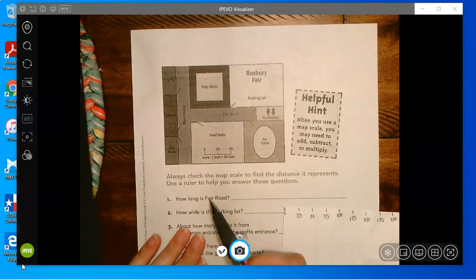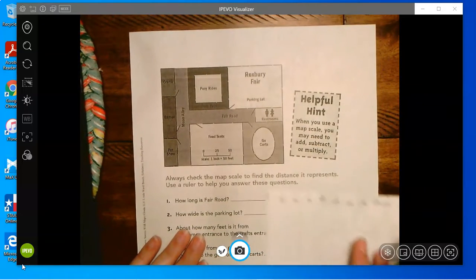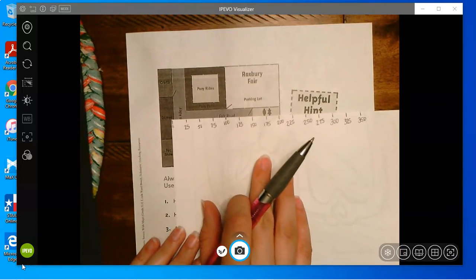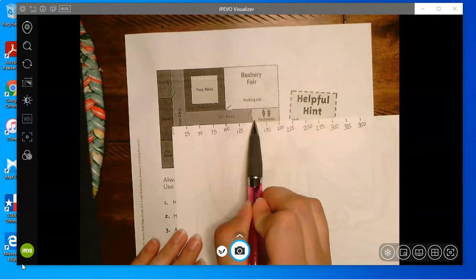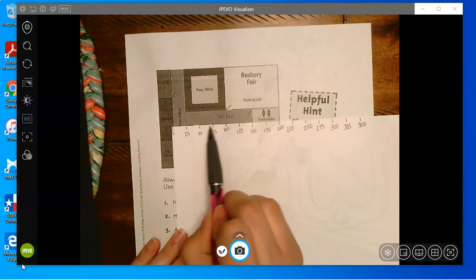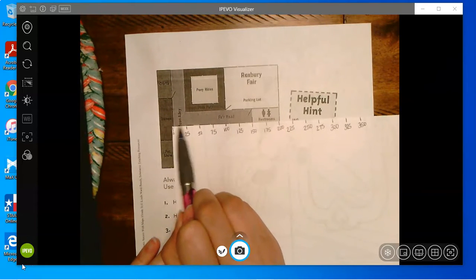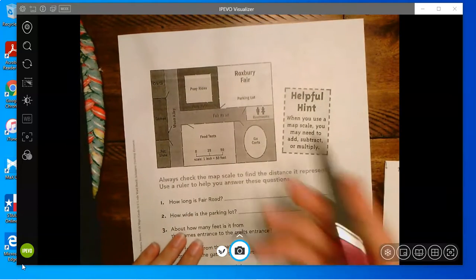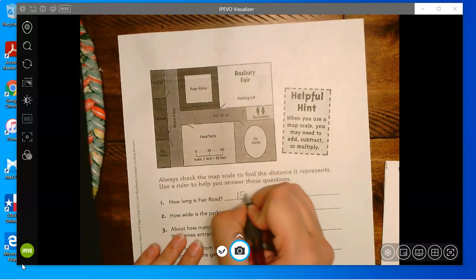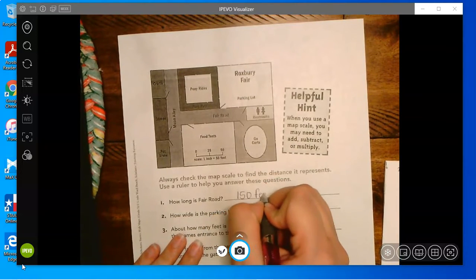How long is the fair road? So the road's from here. So it goes from the restroom all the way to the game. So it's 150 feet. Okay.